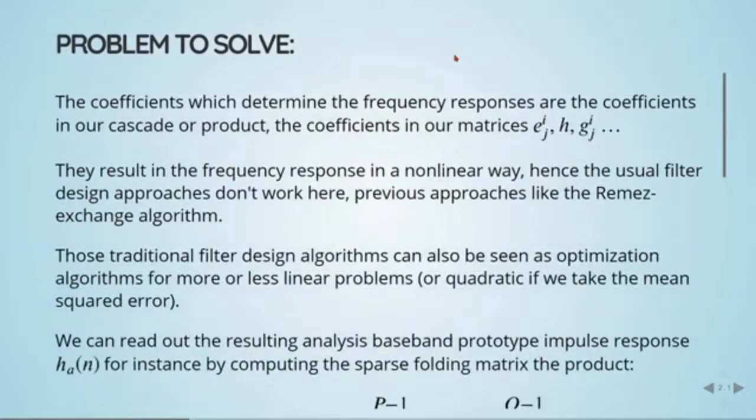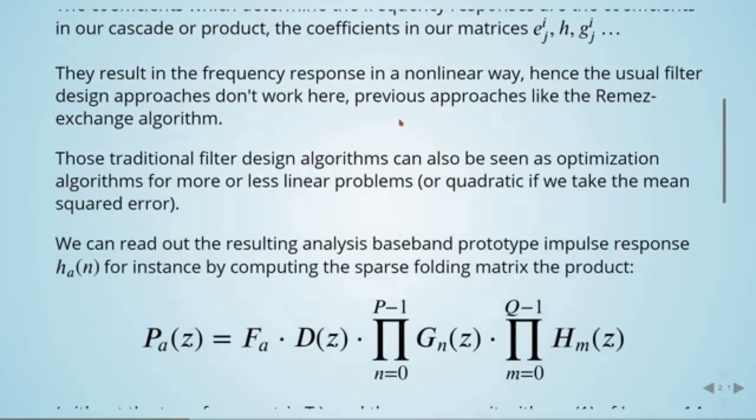So what's the problem to solve? The coefficients which determine the frequency response are the coefficients in our cascade, our product, and are the coefficients in our matrices. They result in the frequency response in a nonlinear way, hence the usual filter design approaches don't work here, like the Remez exchange algorithm, for example. Those traditional filter design methods can also be seen as optimization algorithms for more or less linear problems, or maybe quadratic if we take the mean squared error.